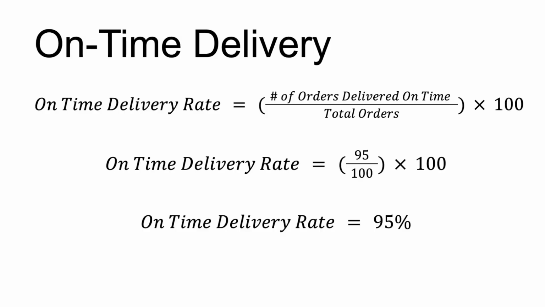This measures how often your supplier ships out on time. The formula to calculate on-time delivery is simple. Just number of orders delivered on time divided by total orders times 100. For example, if the total number of shipments were 100 and 95 of them were shipped out on time, then the on-time delivery rate would be 95%.